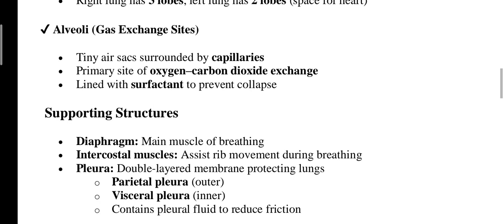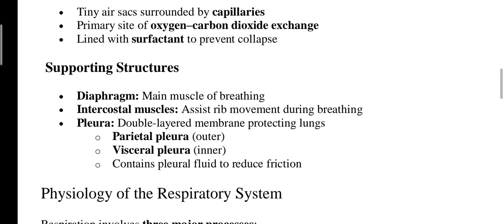Alveoli are the gas exchange sites. They are tiny air sacs surrounded by capillaries, the primary site of oxygen and carbon dioxide exchange. The alveoli are lined with surfactant to prevent collapse.